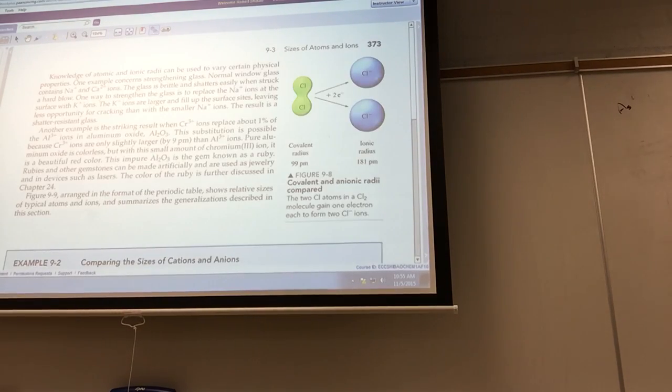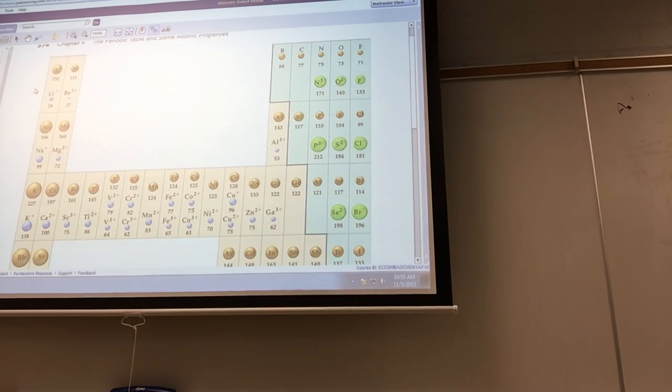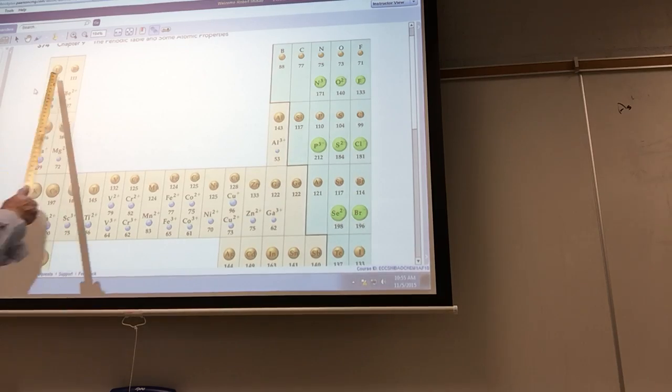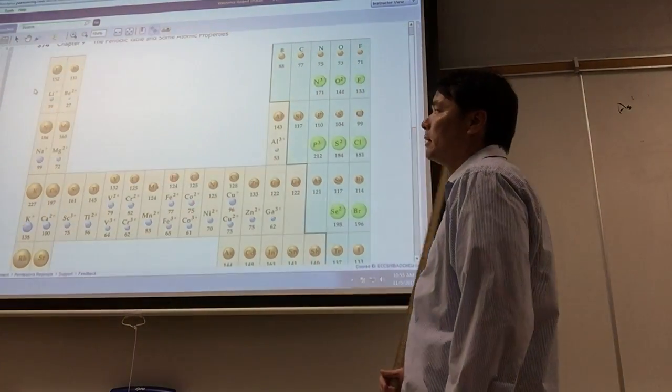Mark the page, 374. And so we see it here. Basically, those graphs are just plotting the radius versus the atomic number.